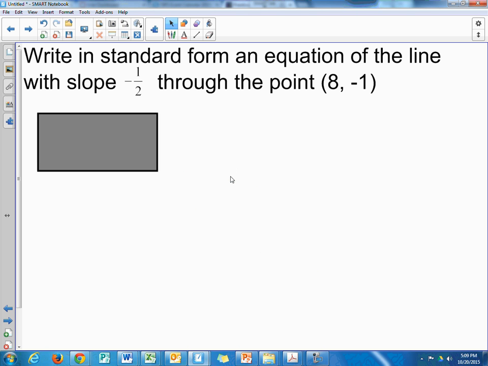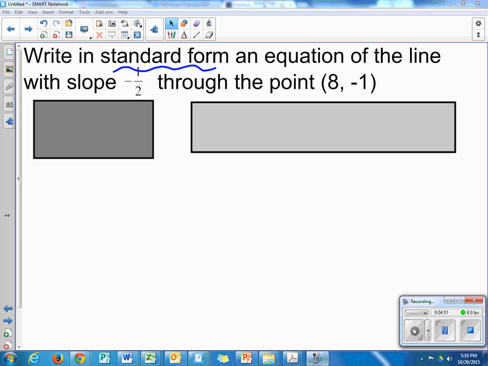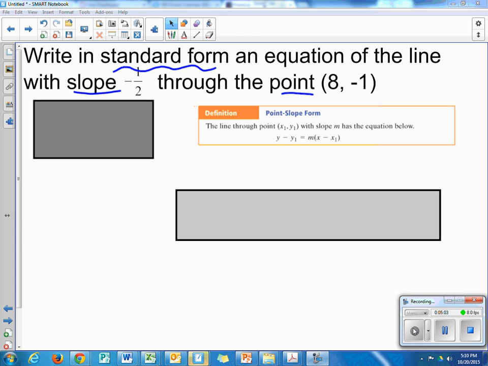Alright, on the next slide it says, write in standard form an equation of the line with slope -1/2 through the point (8, -1). Keep in mind, class, that you have a point and you have a slope. So that's almost implied that you're going to be using the point-slope formula, and then from there you're going to translate it into standard form.